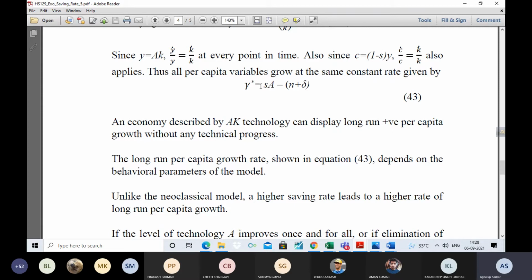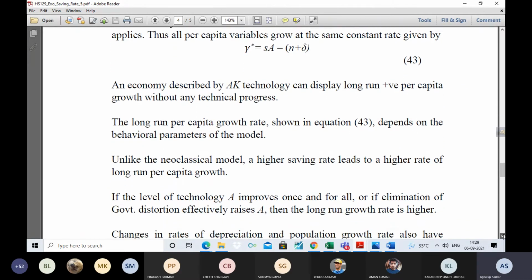Similarly, if the level of technology, that is A, improves once and for all, or if the elimination of a governmental distortion effectively raises A, then of course the long run growth rate would be higher. Now, changes in the rate of depreciation delta and population growth n also have permanent effects on the per capita growth rate, right? So all these follow from equation number 43.